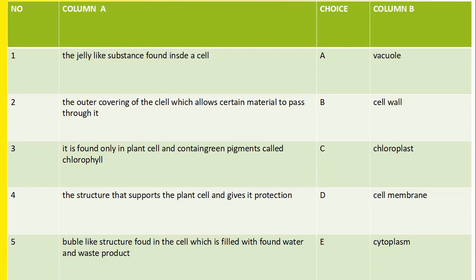The structure that supports the plant cell and gives it protection is option B, for 4 option B, cell wall. And the last one, the bubble-like structure found in the cell that is filled with food, water, and waste material, is option A, vacuole. So this is your assignment that I have done for you.